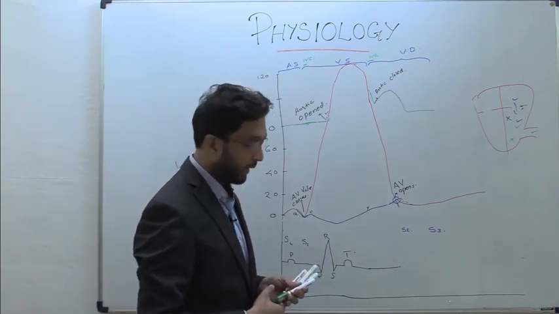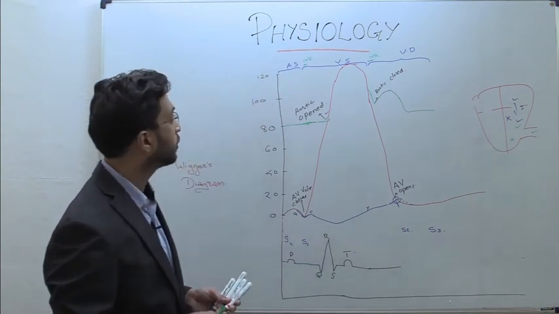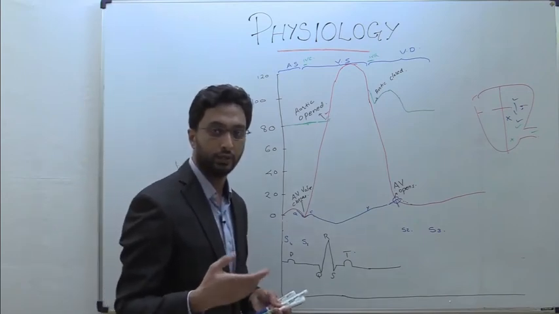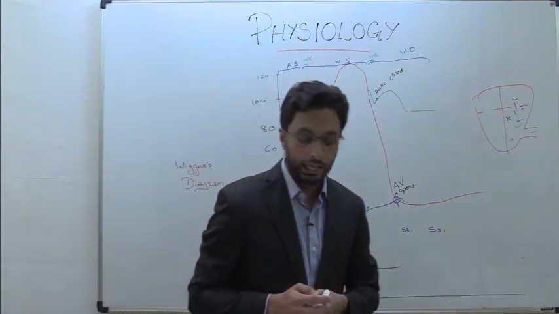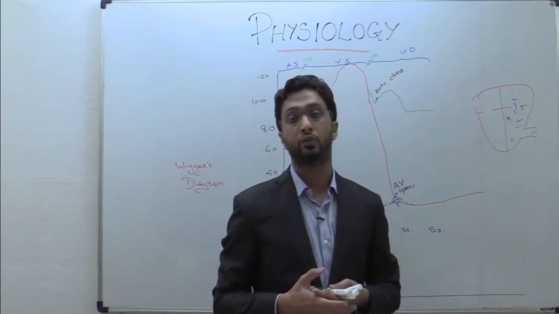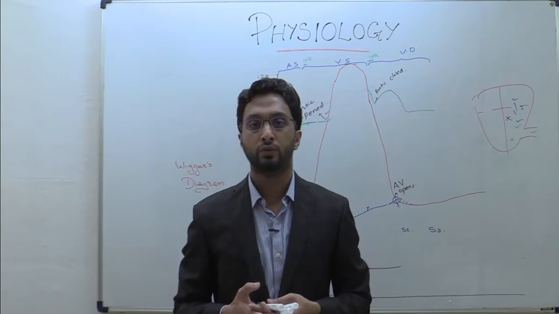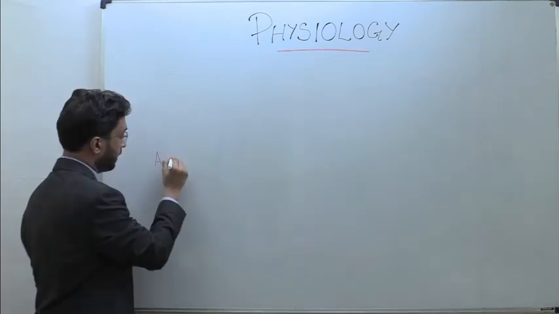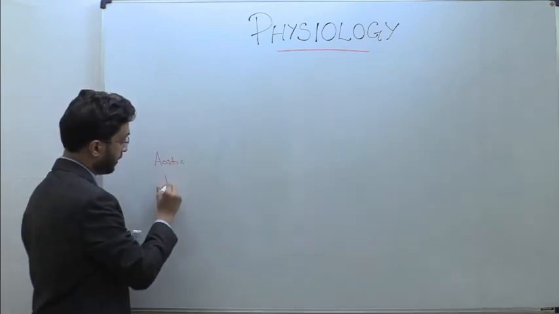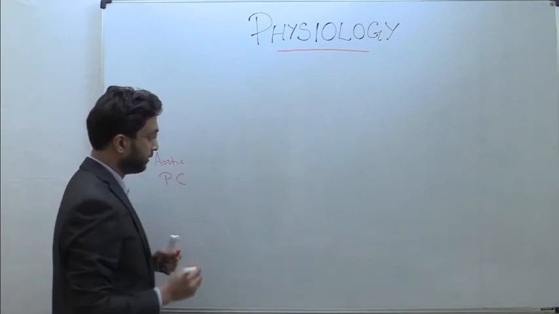Okay, so I'll go next to my next topic, which is aortic pressure curves, and I'll just wrap up this lecture. In the next lecture, I'll be discussing the cardiac output and the factors influencing the cardiac output. Next, I want to discuss the aortic pressure curve. I'll just write it like that.